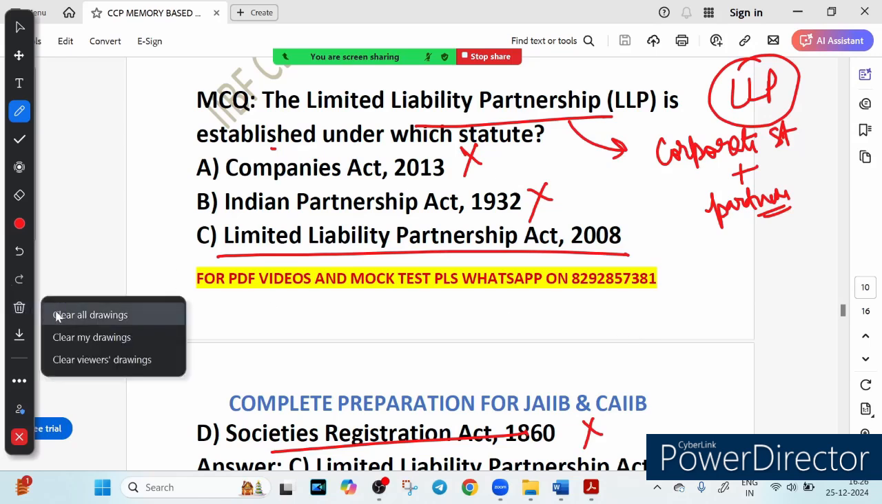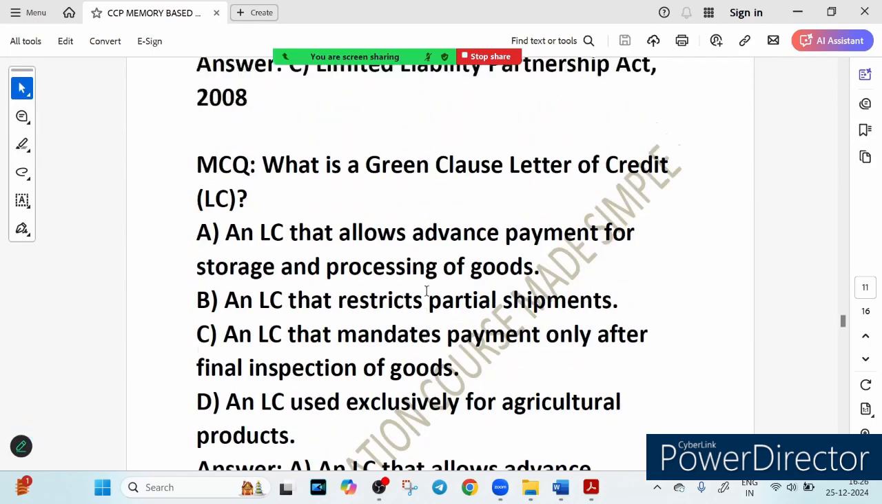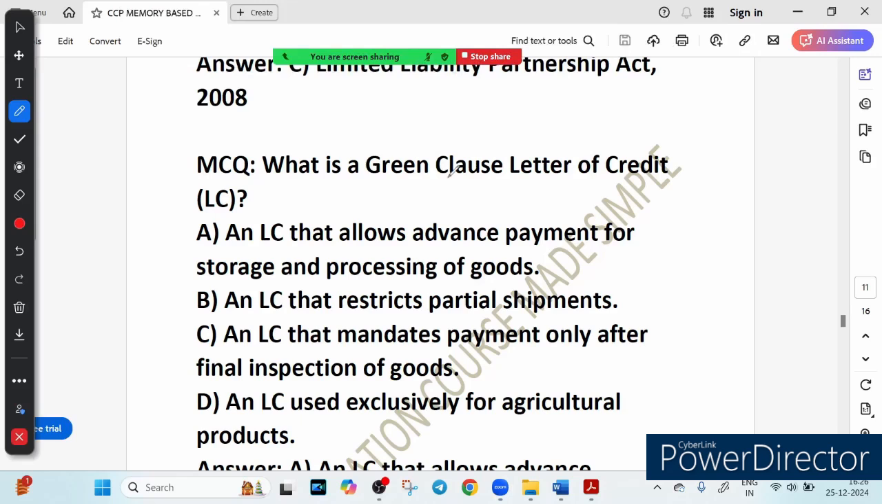What is the green clause LC? The next question asked is, what is the green clause letter of credit? You have been provided with the four options. First of all, let me provide you the explanation. A green clause LC is a specific type of LC that allows the exporter to receive advance payment for certain goods, certain costs, before the shipment of the goods.